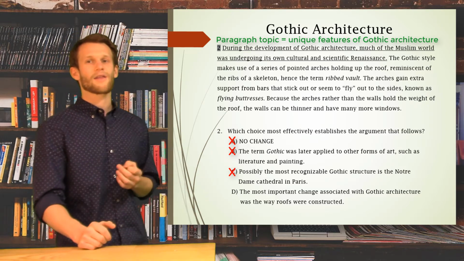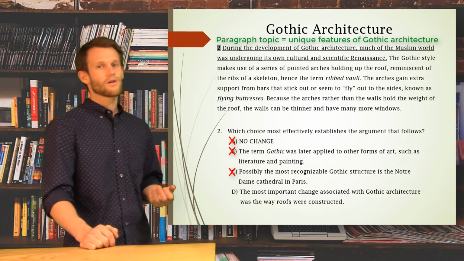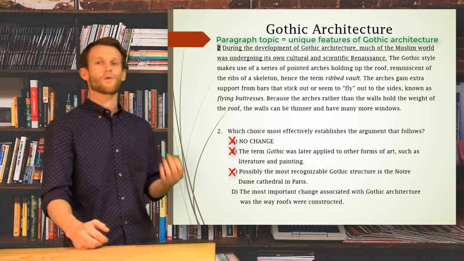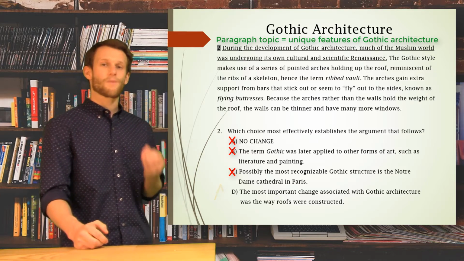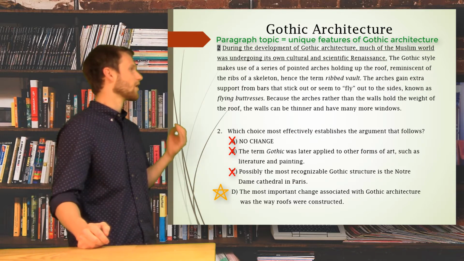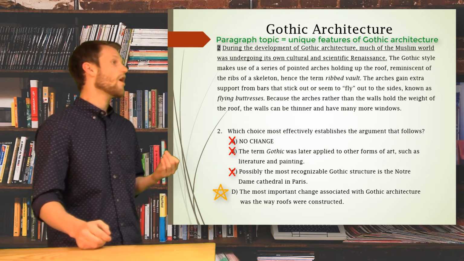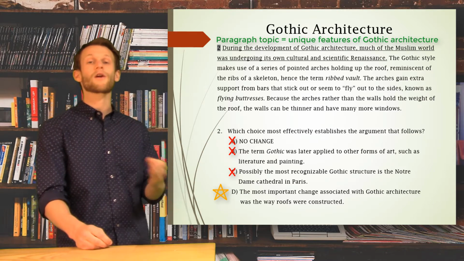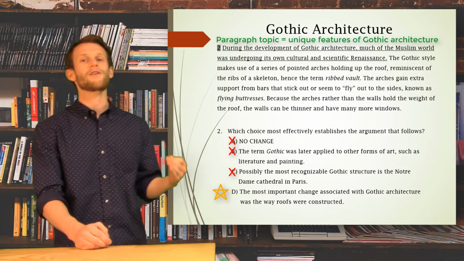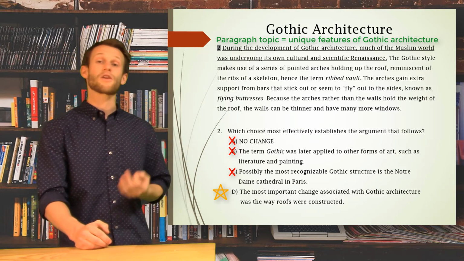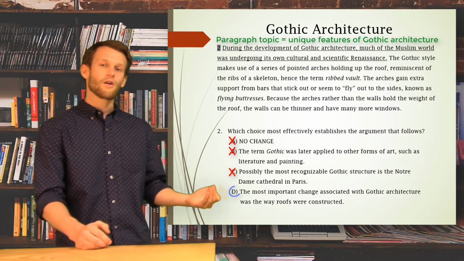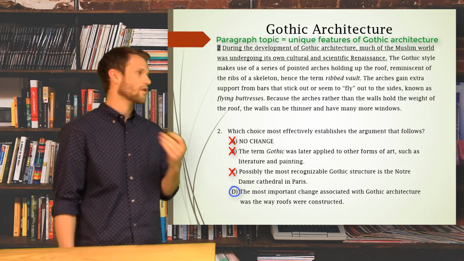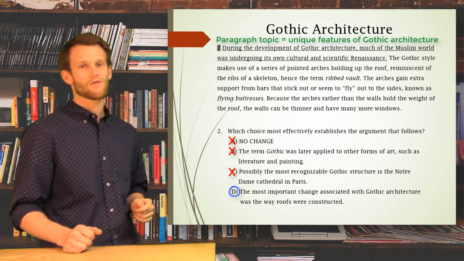Now, D is telling us that the most important change to architecture during the Gothic period was the way that roofs were constructed. Now, this is perfect because we know that we're talking about the construction of Gothic structures. We're saying that they have these ribbed vaults, flying buttresses, all these unique features in their architecture. Therefore, it makes sense to have the intro say, hey, look, there's something unique about Gothic architecture. Good. So we know D is doing a perfect job of setting up the rest of this paragraph, which is talking about unique architectural features.